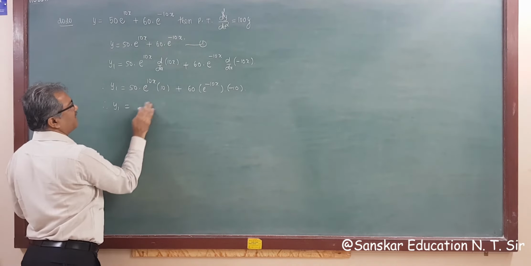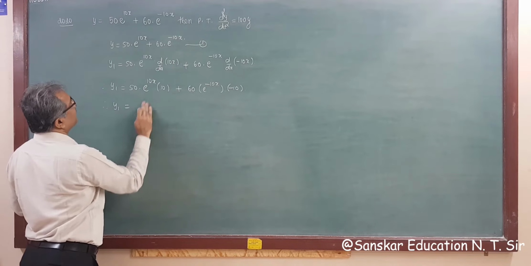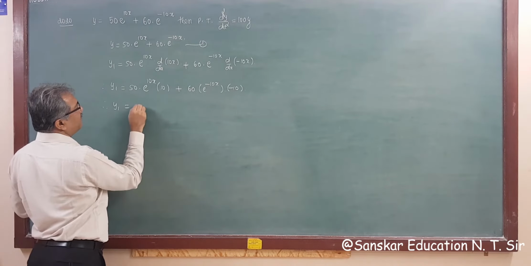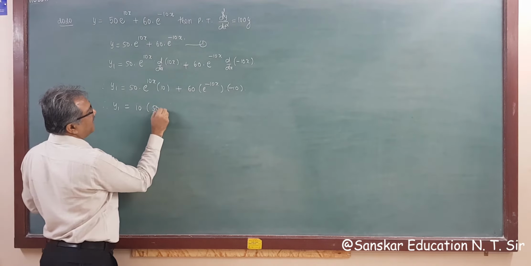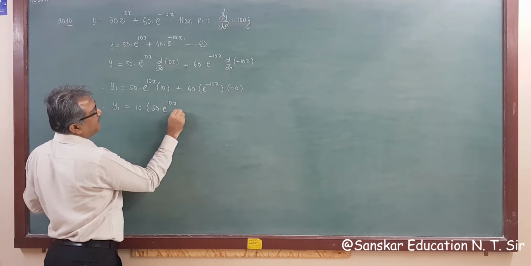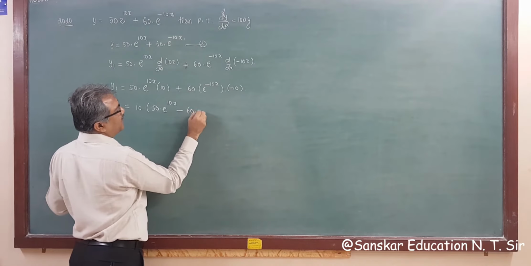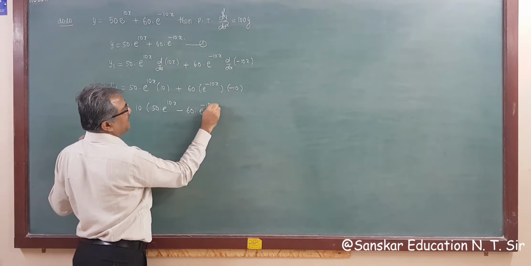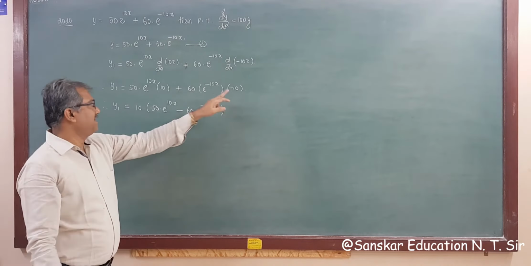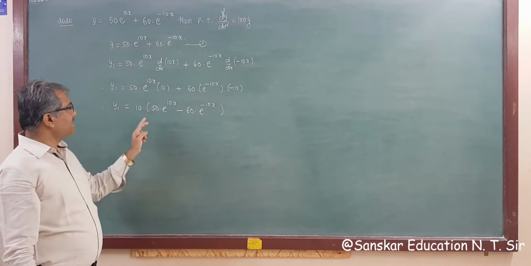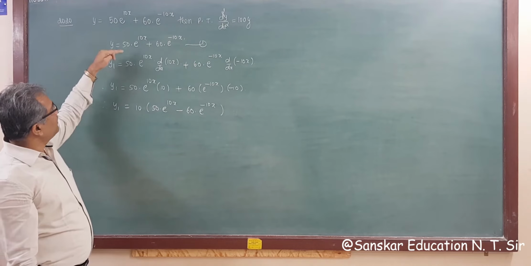Taking 10 common from here is the better thing, right? So taking 10 common, what we get? 10 into 50 e raised to 10x minus 60 e raised to minus 10x. This is your answer. If we take 10 common, then this plus becomes minus. So this is this. Now see, this is number 1.